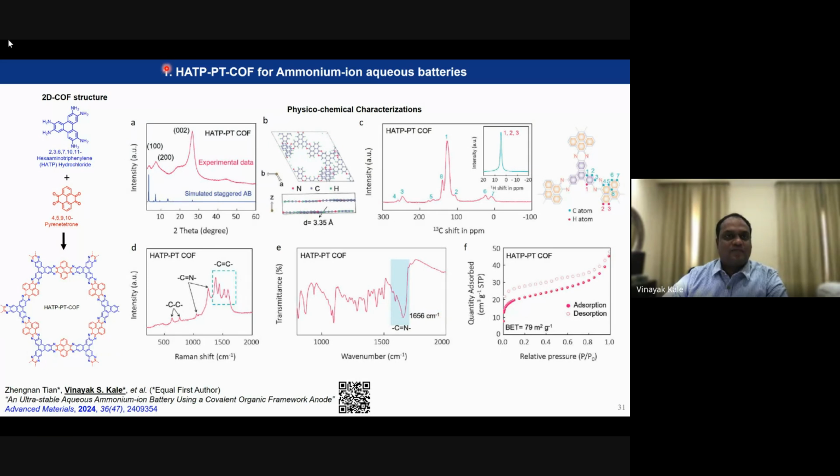So talking about my first work, as I explained, this hexaamine is reacted with this tetraketo, and I can make the HATP-PT COF, which has this phenazine type of redox active site. I did the basic physicochemical characterization, and it shows that this experimental PXRD matches with this simulated AB structure. This is not a perfectly eclipsed structure, but a slipped AB or staggered AB structure. And the successful synthesis or completion of reaction has been supported by the FTIR and the solid state NMR data.